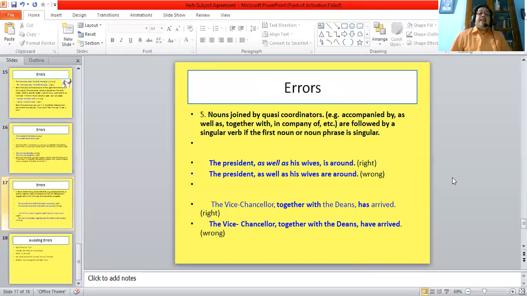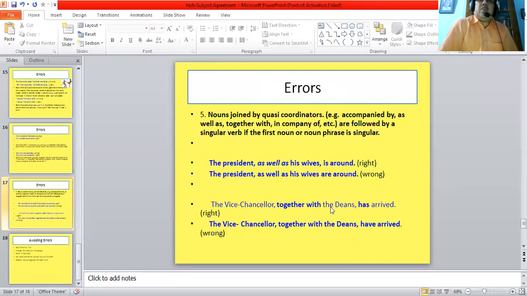Now, nouns which are joined by quasi-coordinators like accompanied by, as well as, together with, in company of, etc., are followed by a singular verb if the first noun or noun phrase is singular. Like, for example, the president, as well as his wives, is around. This is the correct one. If we say the president, as well as his wives, are around, this would be wrong. Just because we have wives over here doesn't mean that it will take a plural form of the verb. Because the main subject, the president, is the singular subject.